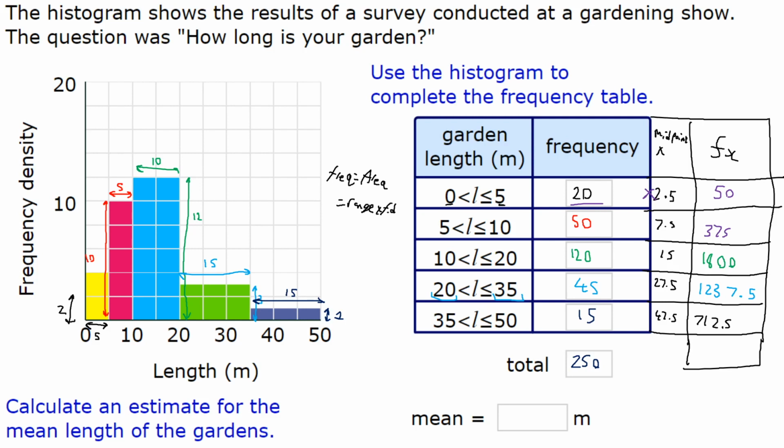So 50 plus 375 plus 1800 plus 1237.5 plus 712.5, that's just going to be 4,175. The mean is just the total divided by how many numbers there are. So mean is equal to 4175 divided by 250, which is equal to 16.7. And that is our final answer.